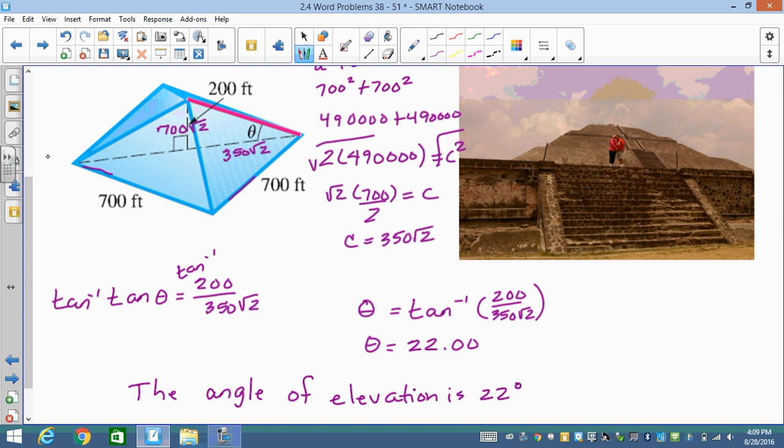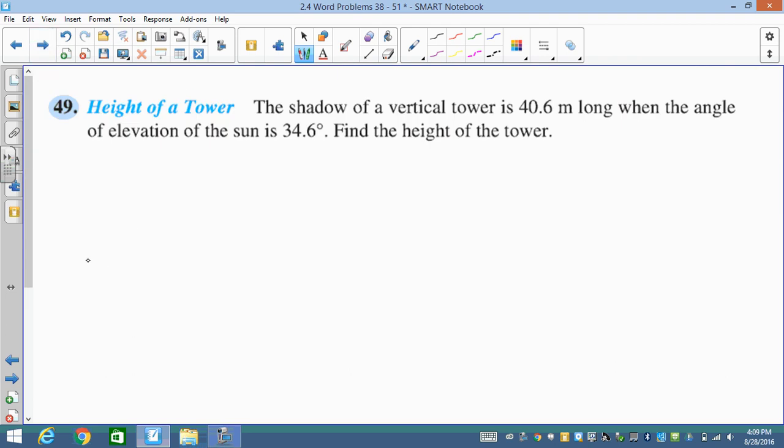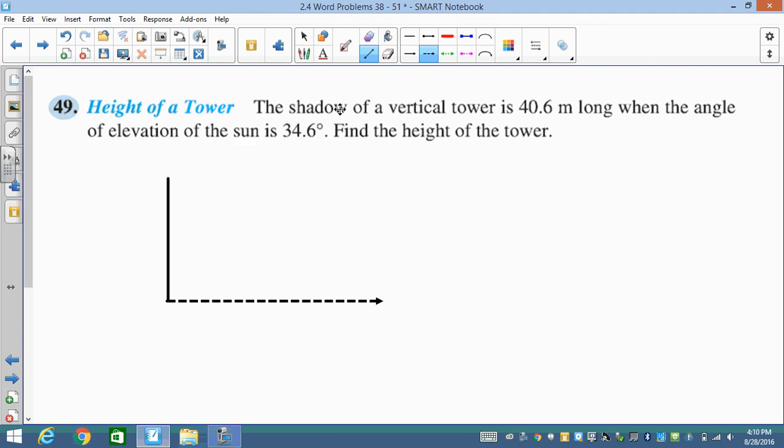Let's see, it looks like we've got 2 more to go here. Next one, height of a tower. The shadow of a vertical tower is 40.6 meters long when the angle of elevation of the sun is 34.6 degrees. Find the height of the tower. So I'm going to grab some lines here so my lines will look a little bit better. I'll throw a tower here, throw a shadow in here, and I'm even going to throw a sun in there.